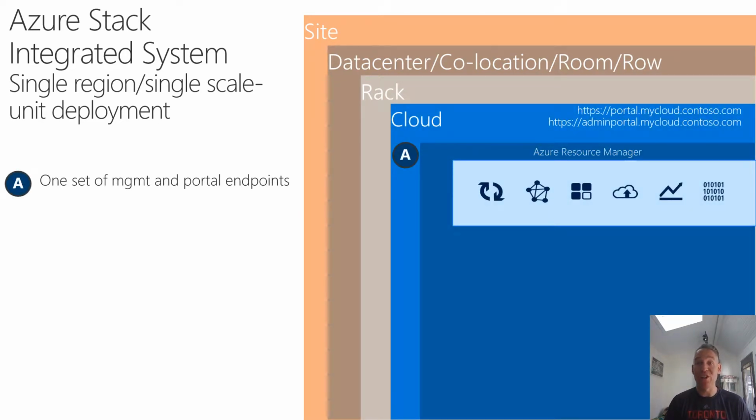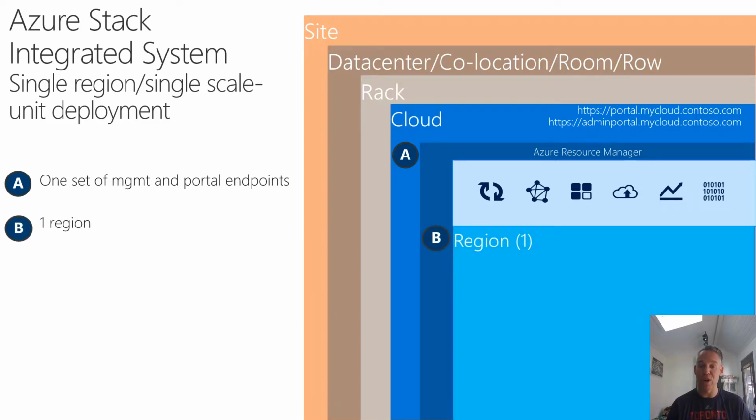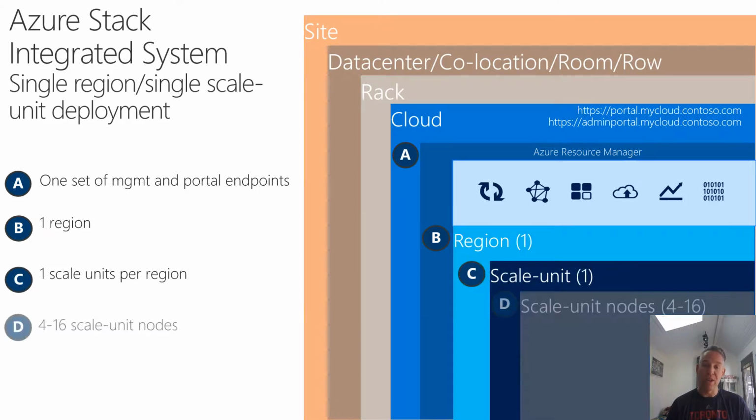Now, today, each scale unit of Azure Stack, each rack full of Azure Stack, is one region in one cloud. So there's no such thing as a multi-region Azure Stack deployment yet, and there's no such thing yet as adding additional scale units to an Azure Stack region itself. So each cloud is basically a single instance of Azure Stack. It's got a single portal, a single ARM endpoint. So one scale unit per region, and inside the scale unit, you will have between 4 and 16 server nodes.